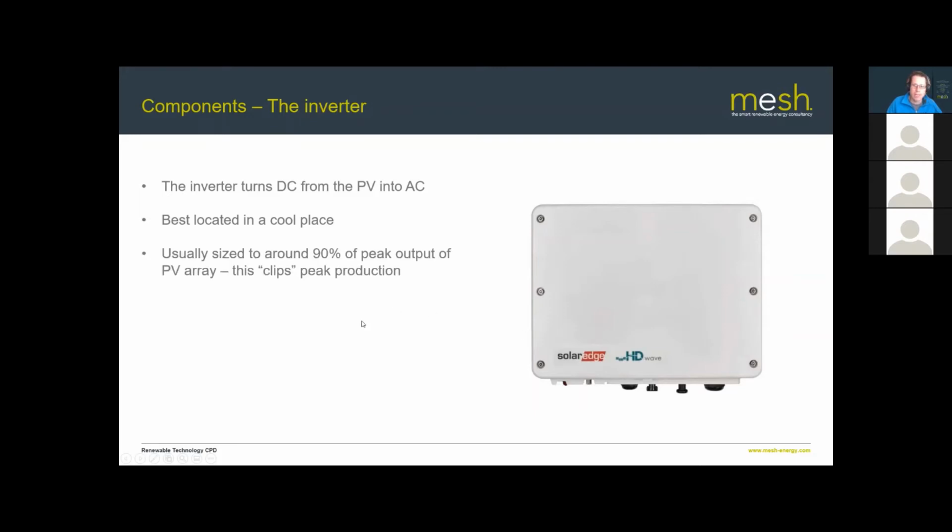They're usually sized to about 90% of the peak output of the array, and the reason for that is one of cost. You relatively rarely hit the absolute peak, but you will get this thing called clipping. So you'll see the array output going up, and where you'd expect it to hit a peak, it will just flatten the top off. But about 90% is the sweet spot for that. So say you had a 2 kilowatt peak array, you'd put about a 1.8 kilowatt peak inverter in.